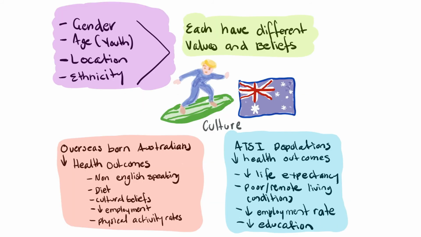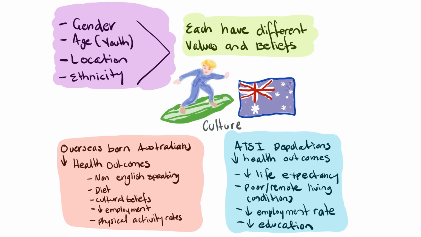Finally, we have a look at the culture, and this is where the culture comes from, the socio part of the sociocultural determinants. Now, culture can come from a lot of different areas, but generally we look at gender, so for example, a male or female culture, and age, so looking at the concept of youth culture, location or ethnicity.